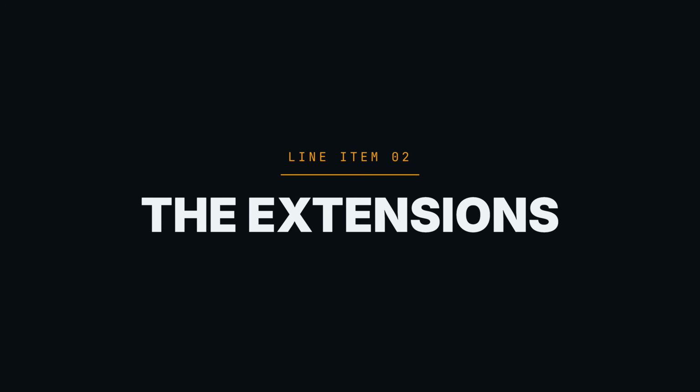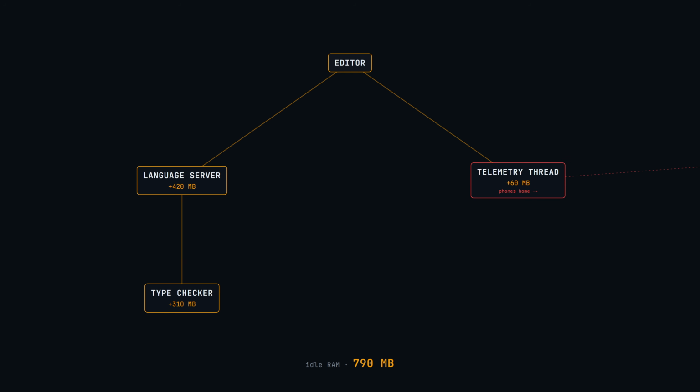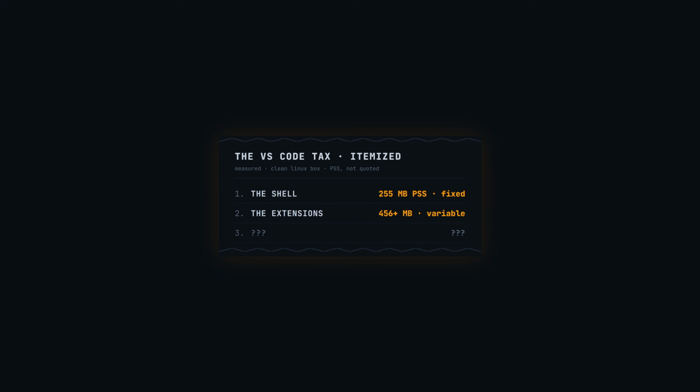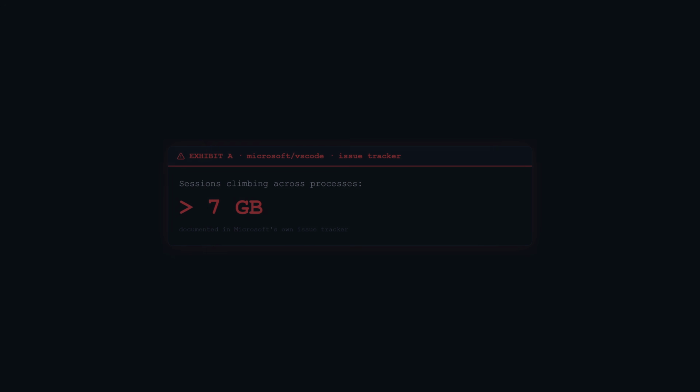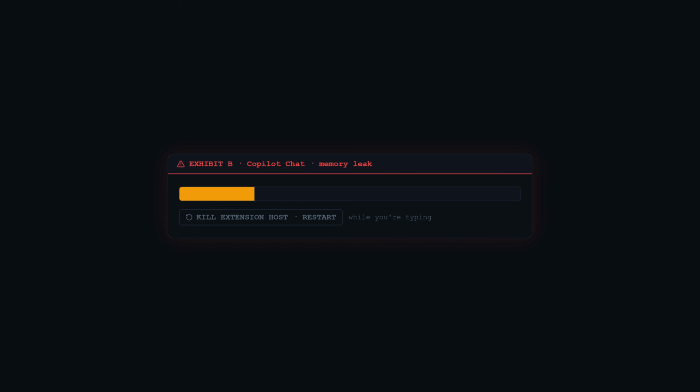Line item 2, the extensions. Every extension you install is JavaScript running in one shared node process called the extension host, that 42 megabyte cover charge, plus whatever each extension allocates on a common heap. This is the line item with the variance. It's why your VS Code and your coworker's VS Code on identical laptops can differ by gigabytes. Typical sessions show the extension host in the 400 to 500 megabyte range. The pathological cases are documented right in Microsoft's own issue tracker. Sessions climbing past 7 gigabytes across processes, the Copilot chat extension leaking memory until VS Code's only remedy is to kill the extension host and restart it while you're typing.